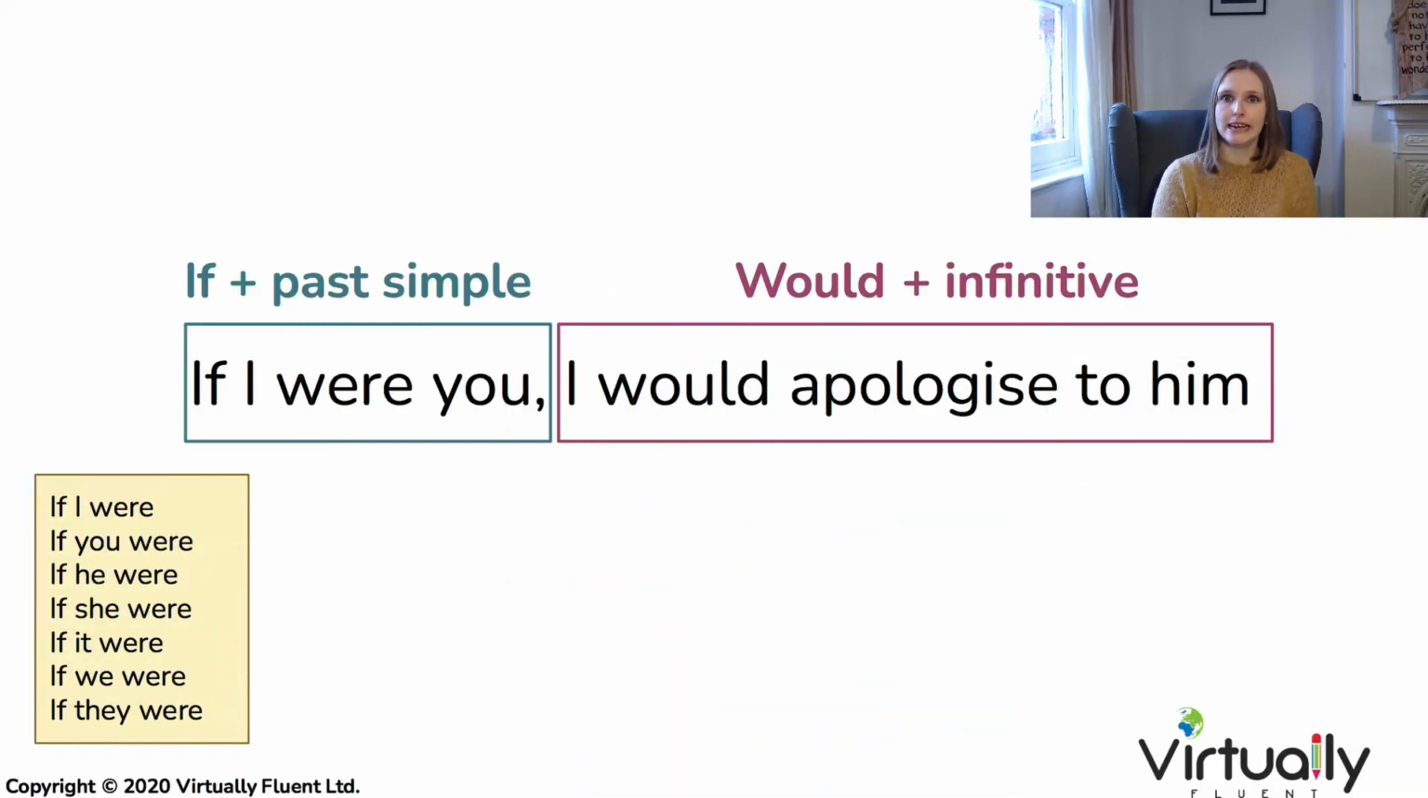Now, there's something really important that we need to know about the verb to be in conditional sentences, and that is that when it is used in the past simple part, we use were for all of the verb forms. This is a really typical mistake, not just with English learners, but also with native speakers. If I were, if you were, if he were, she were, it were, we were, they were, all of them use were, only in second conditional. For example, if I were you, I would apologize to him.